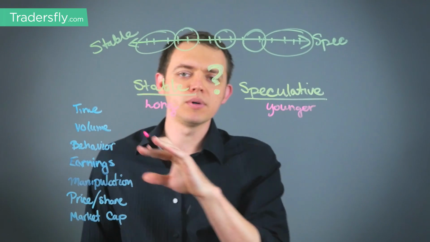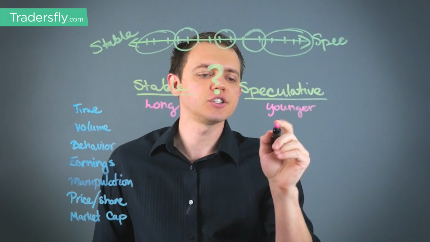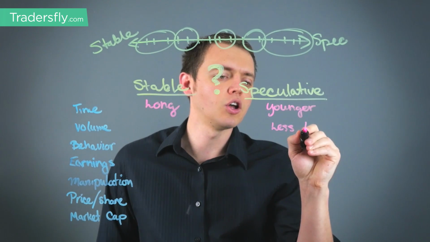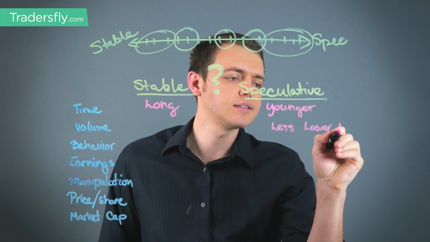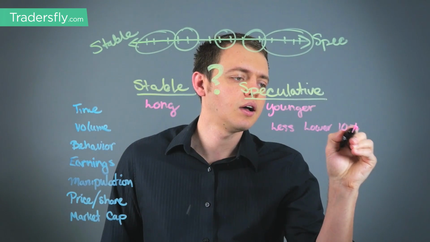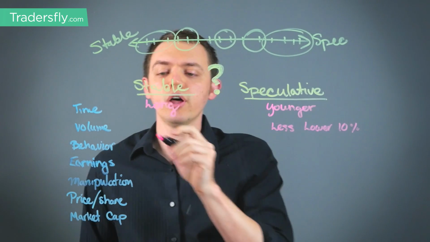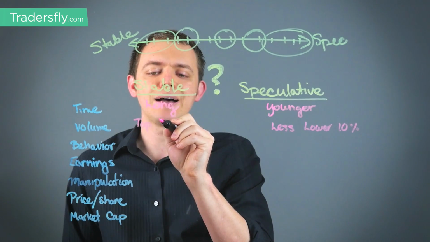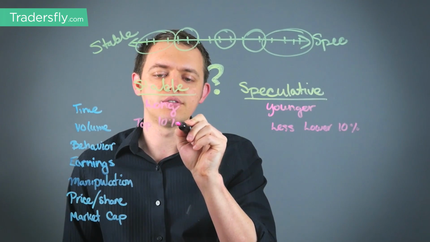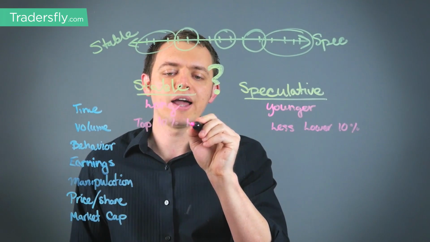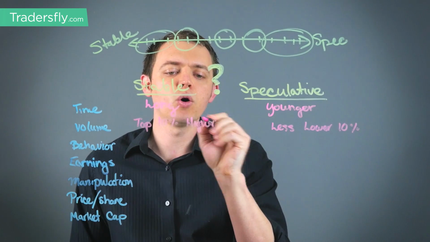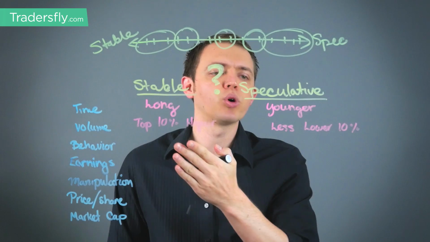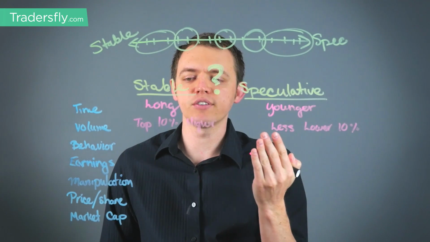Also, the volume can play a large factor. Usually speculative companies have a lot less volume, let's say the lower 10% of traded volume compared to other companies, whereas more stable companies will often trade in the top 10% of volume, or higher volume than normal. It's not always the case, but oftentimes that can give you an indication of what's more of a stable company versus a speculative company.